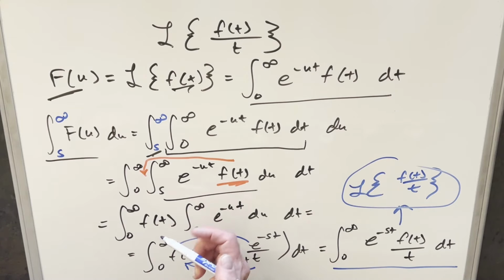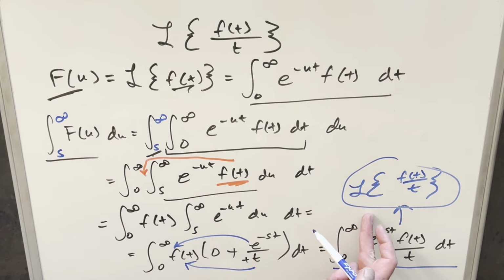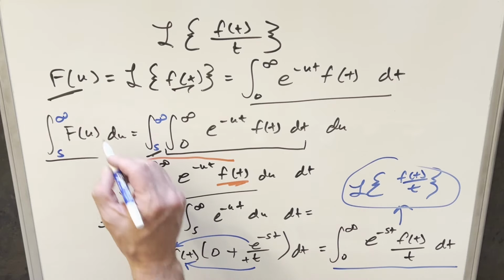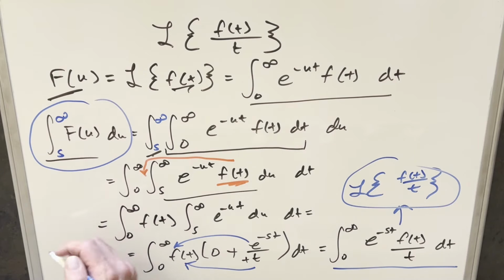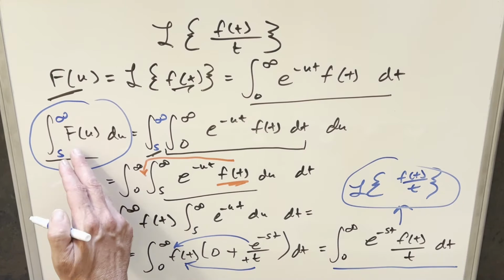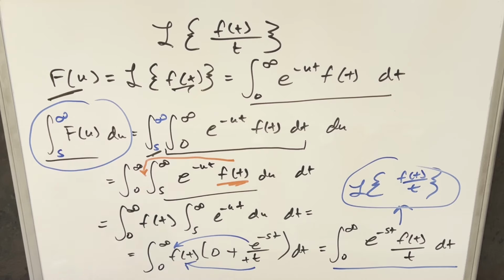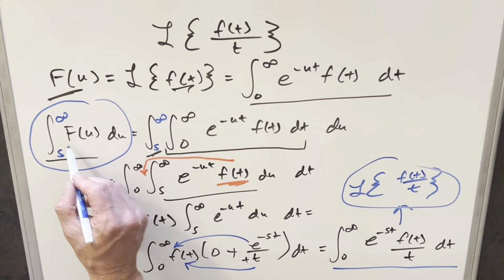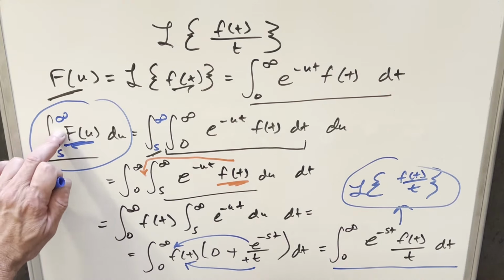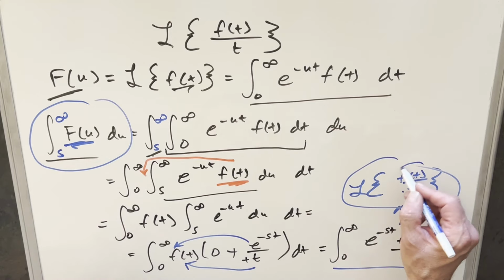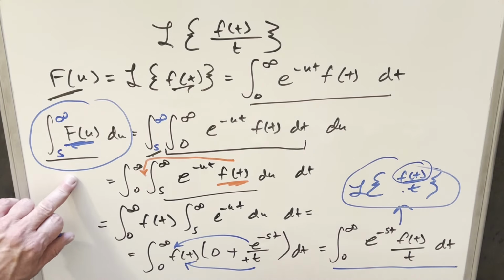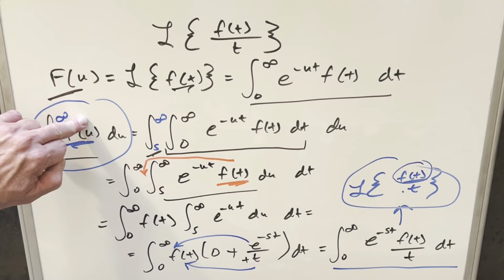Working backwards, all this stuff is equal. And so for our formula for the Laplace transform of f of t over t, we just have the integral evaluated from s to infinity of big F of u du. Just keep in mind this big F of u function is just going to be the Laplace transform of f of t. So in order to set this up, hopefully this is an integral we can do.